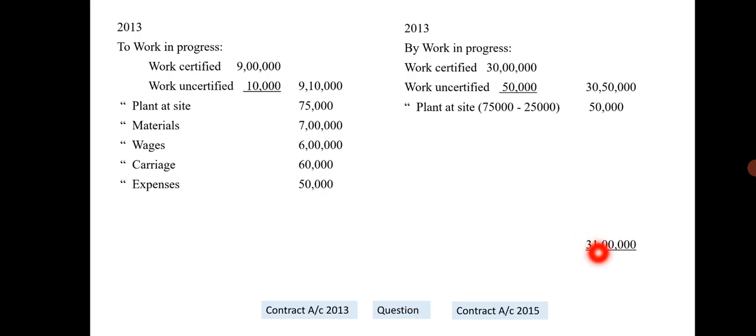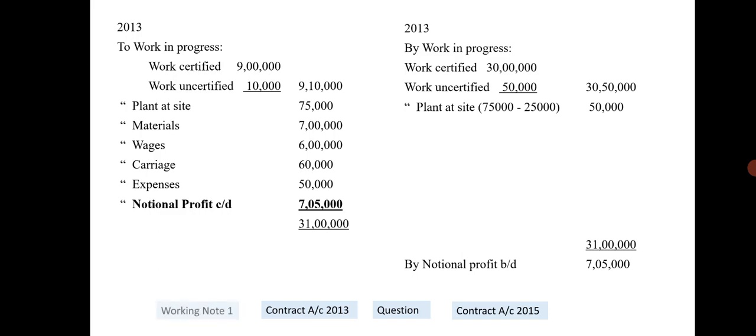So now we have got 31 lakh in the credit side. So there is notional profit. So we have calculated 7 lakh 5,000. Now we have to take it, brought it down to the credit side. We have brought it down. Now we have to calculate the amount of reserve value. For that we have to prepare the working note.